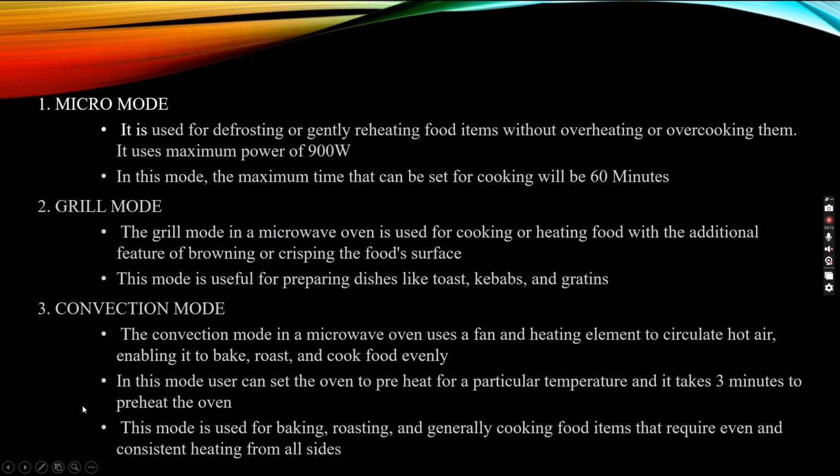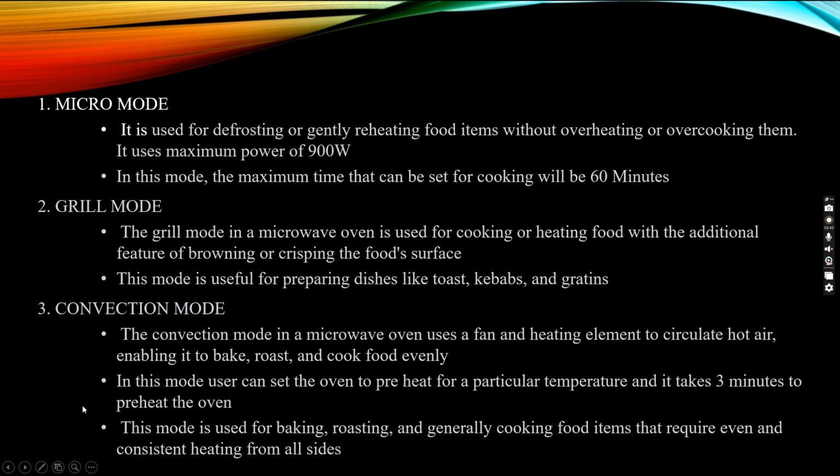First, what is micro mode? It is used for defrosting or gently reheating food items without overheating or overcooking them. It uses maximum power of 900 watt. Overheating or overcooking the food is not good for health. So, in this mode, the maximum time that can be set for cooking will be 60 minutes.